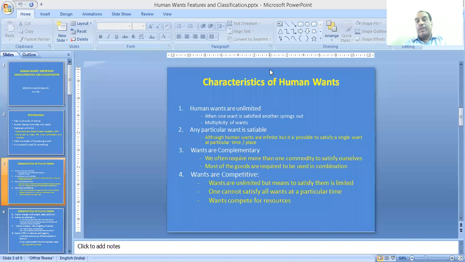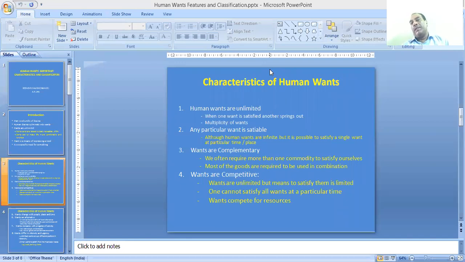Wants are complementary. Sometimes we need more than one commodity, more than one good to satisfy our wants, and it happens often. It happens generally. A single commodity is not enough to satisfy all our wants, and therefore we want commodities, goods and services in combination, and it is called the complementarity of wants. So most of the goods are required to be used in combination.